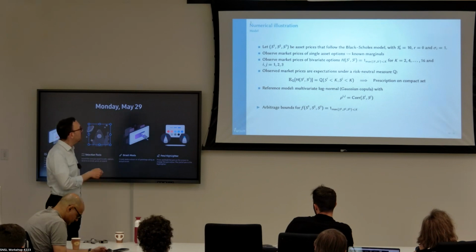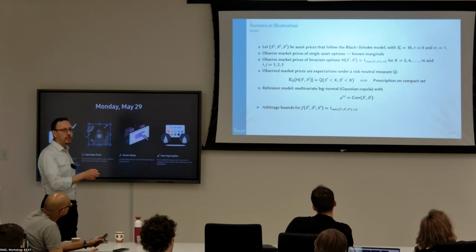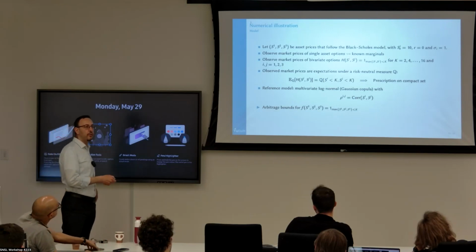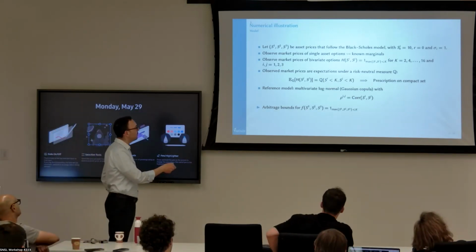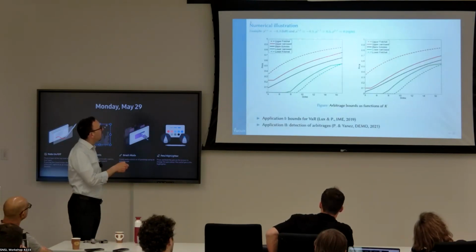Okay, in order to get a reference model to see how good or bad we are, we just assume a multivariate log-normal distribution for everything, and you put some correlation. Well, if you do this, then you are completely specifying dependence. Okay, this is the outcome of the numerical experiment.